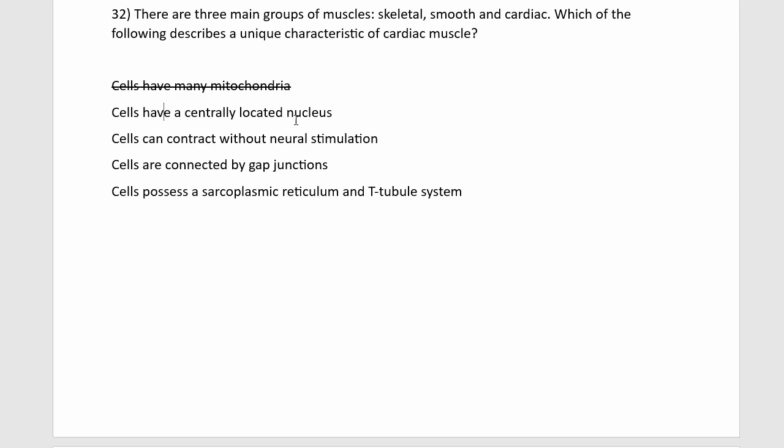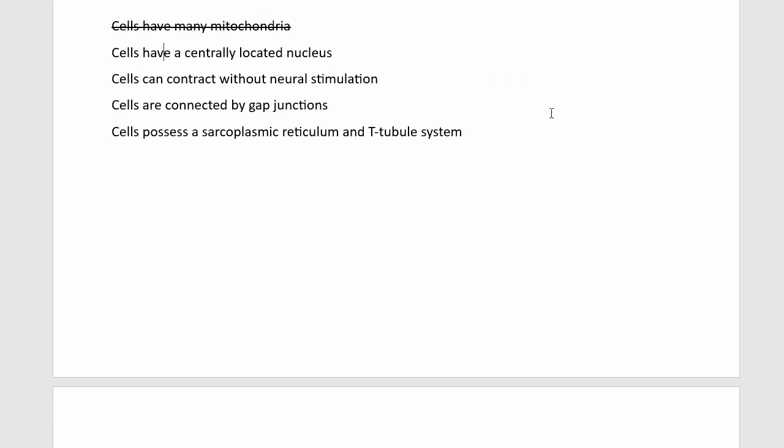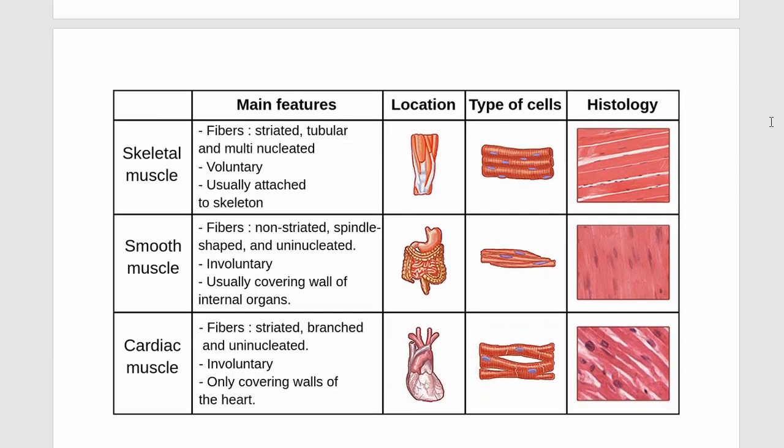So next we have cells have a centrally located nucleus. Okay, well, if we look at the type of cells here and just look at these structures, and also if you look at the histology, you can see that again, this is not a unique characteristic of cardiac cells. Both cardiac cells and smooth muscle cells have a centrally located nucleus. It's only skeletal muscles that don't follow the trend.